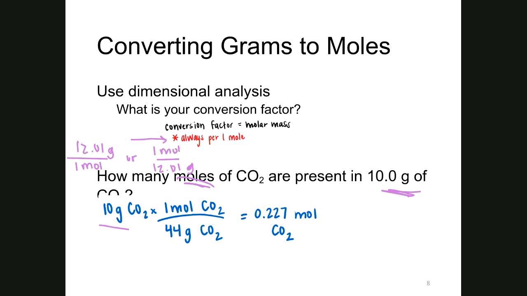So we need our grams to cancel out. That's why the grams goes on the bottom per 1 mole of carbon dioxide. So 10 divided by 44 gives us 0.227 moles of carbon dioxide. So let's try a few other ones.